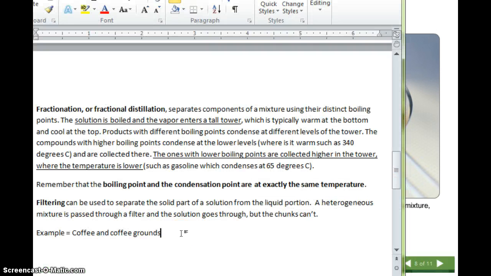So let's add filtering to our notes. Filtering can be used to separate the solid part of a solution from the liquid portion. A heterogeneous mixture is passed through a filter and the solution goes through, but the chunks can't. Example, coffee and coffee grounds. I should probably change that to the larger pieces. There we go. Sounds a little better.